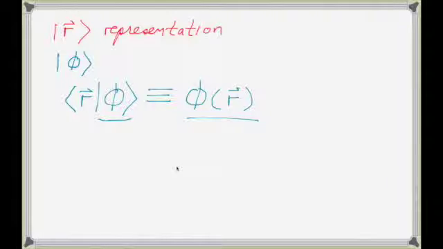So R is some point. I hit this abstract function with R, and it just gives me whatever value it is at that point in space. That's really all a function is.